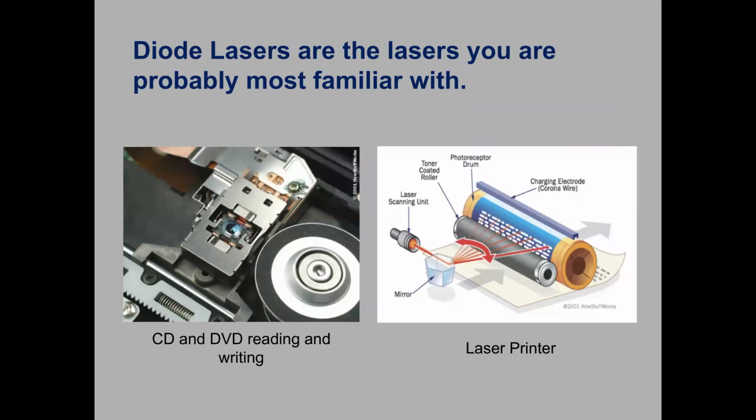And these are the ones that you're probably most familiar with. This is what you find in laser printers and in CD and DVD writing and reading devices. So any laser that you have that is compact, small, part of a larger electronic device, those are diode lasers.